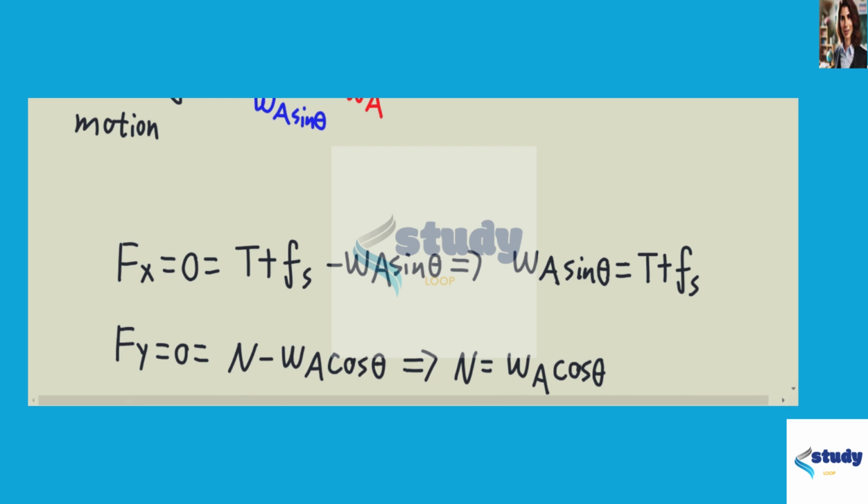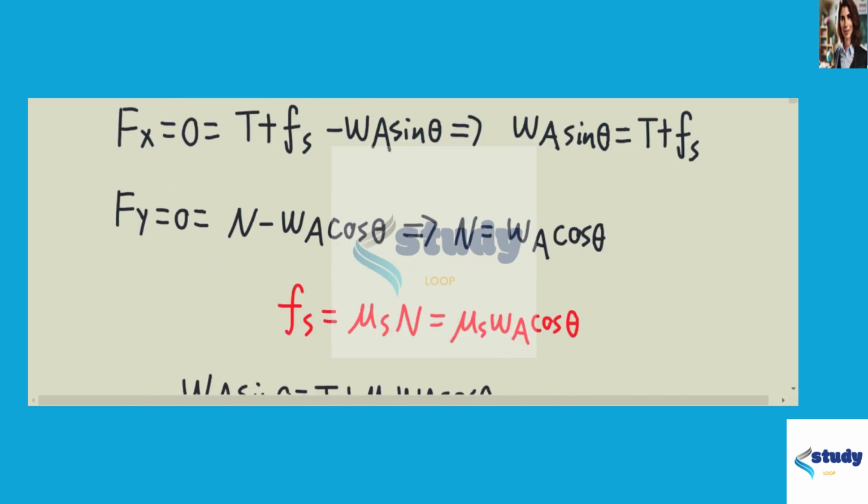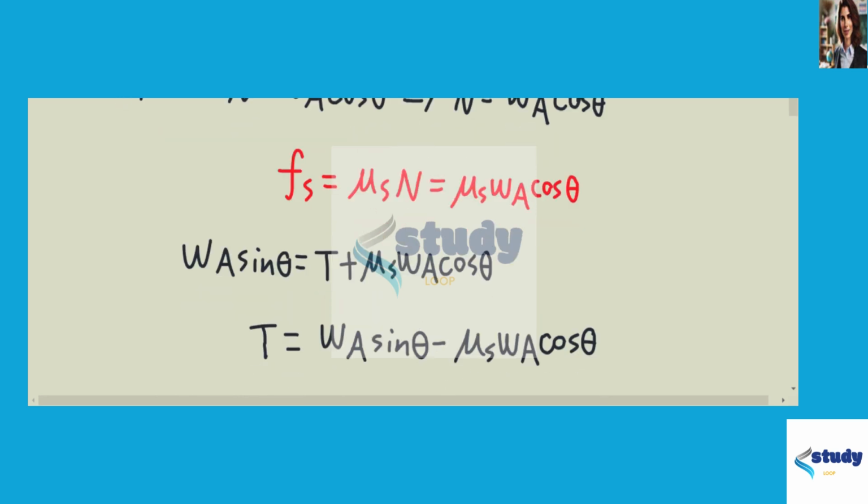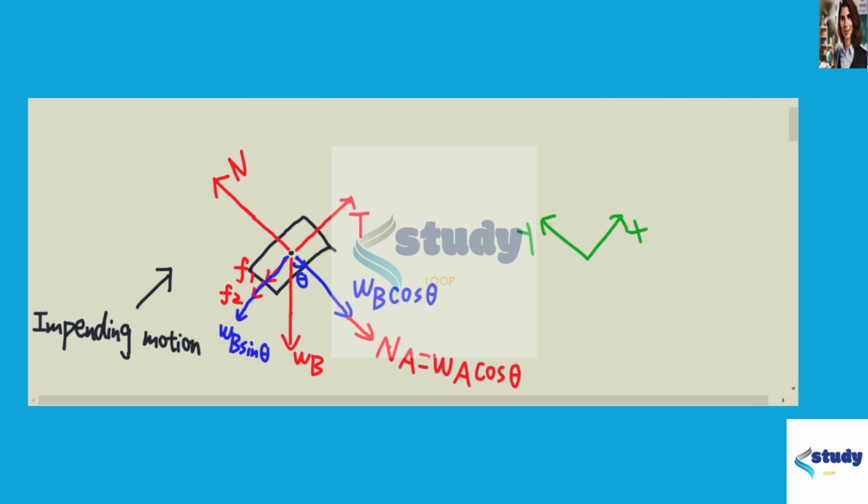Since we know at these points they are in equilibrium, the net force along the x and y directions should be equal to 0. For the x direction, we have 0 is equal to T plus Fs minus WA sin theta. Therefore, WA sin theta is equal to T plus Fs. For the y direction, we have Fy equal to 0, which is equal to N minus WA cosine theta. Therefore, N is equal to WA cosine theta. We know the static friction is equal to mu S N, which is mu S WA cosine theta. Therefore, WA sin theta is equal to T plus mu S WA cosine theta. So eventually we have tension T is equal to WA sin theta minus mu S WA cosine theta.